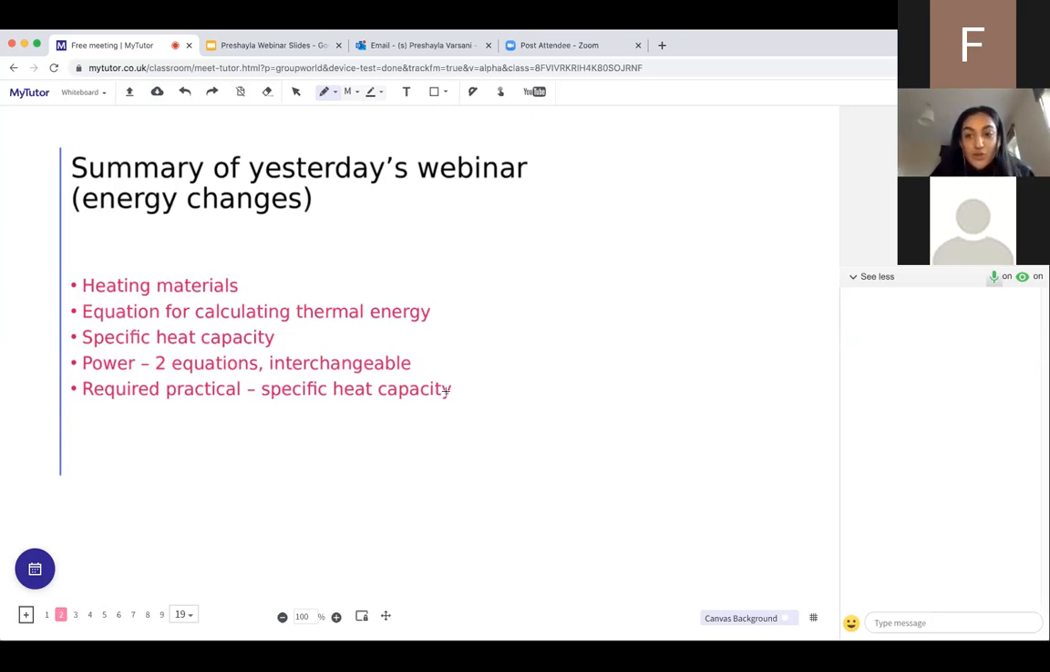We then went on to talk a little bit more about specific heat capacity and what it actually means, as well as looking at two new equations for power. And the fact that they can be interchangeable with each other. So work done and energy transfer can be interchangeable. And then we went through the required practical on specific heat capacity. So if you do want to know more in depth about those webinars, if you did miss it, it's always on YouTube.